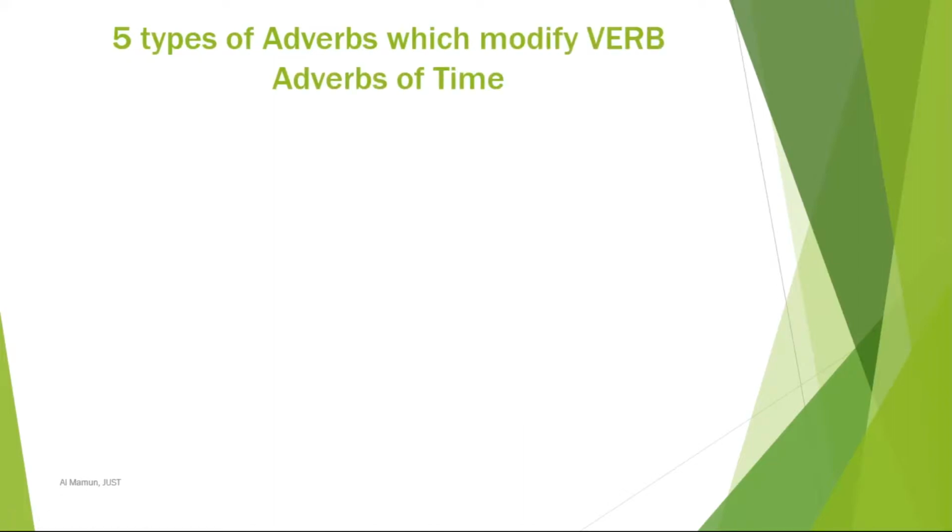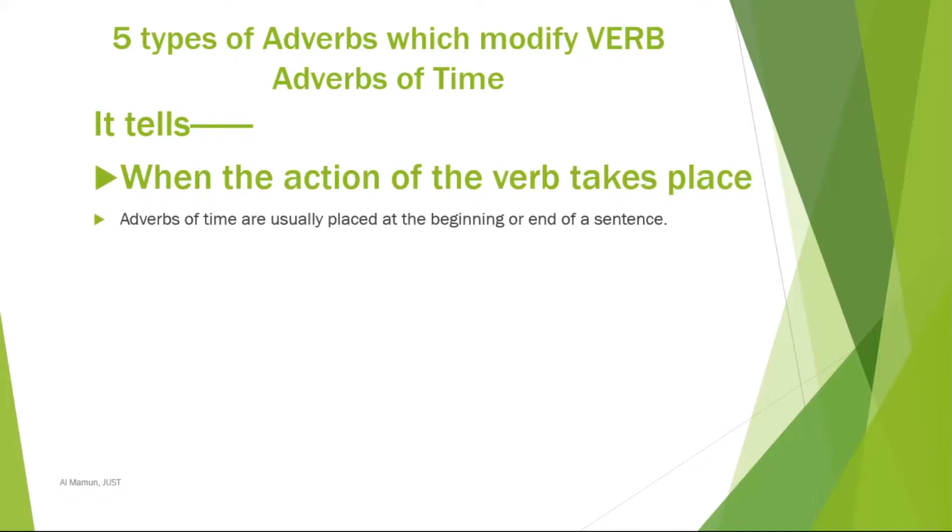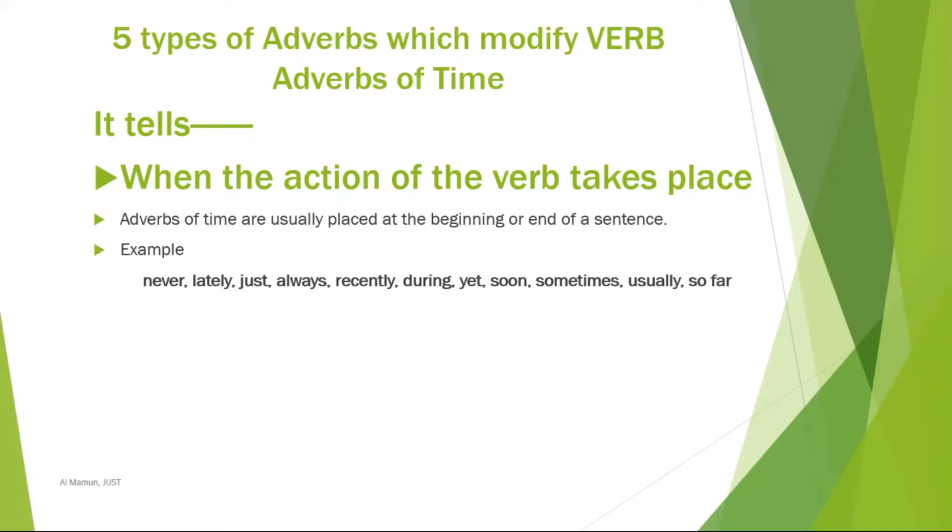First one of them is adverbs of time. It tells when the action of the verb takes place. Adverbs of time are usually placed at the beginning or end of a sentence. Example: never, lately, just, always, recently, during, yet, soon, sometimes, usually, so far.